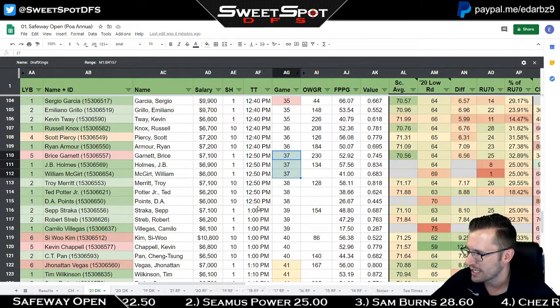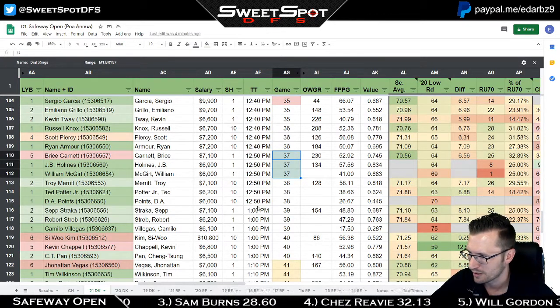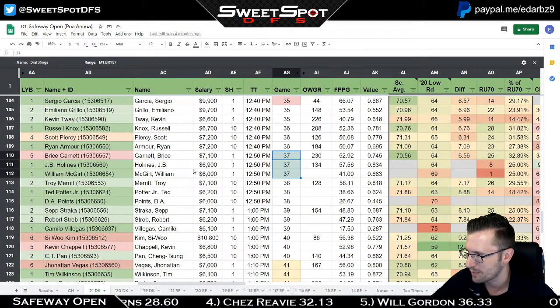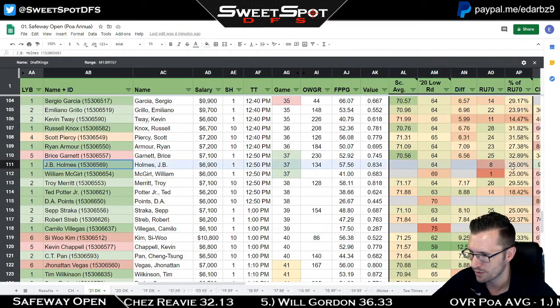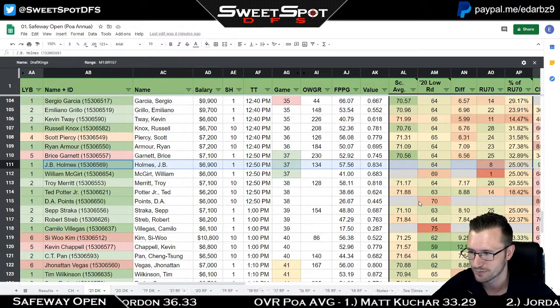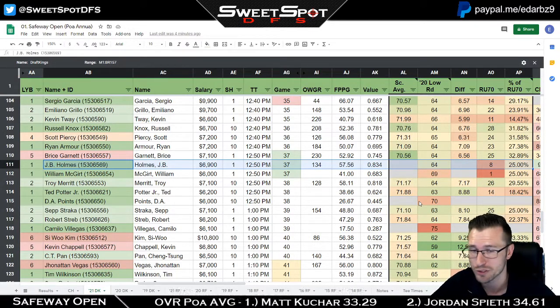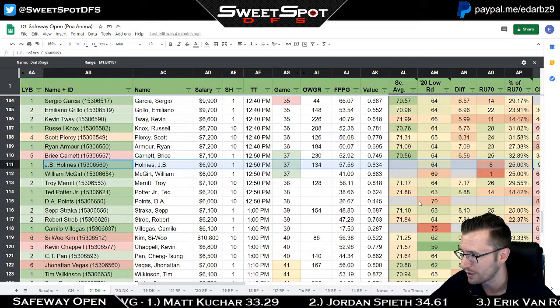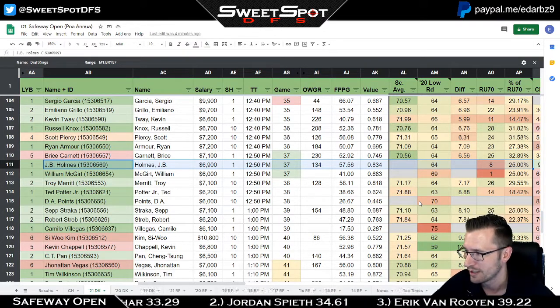Group down here with Bryce Garnett, JB Holmes, and Will McGirt. I really like JB Holmes this week. I think he probably goes under the radar. No one so much likes JB Holmes, just based off of what he's done in the past. I mean, he was the slow guy at the Farmers Insurance Open when Alex Noren should have won it.